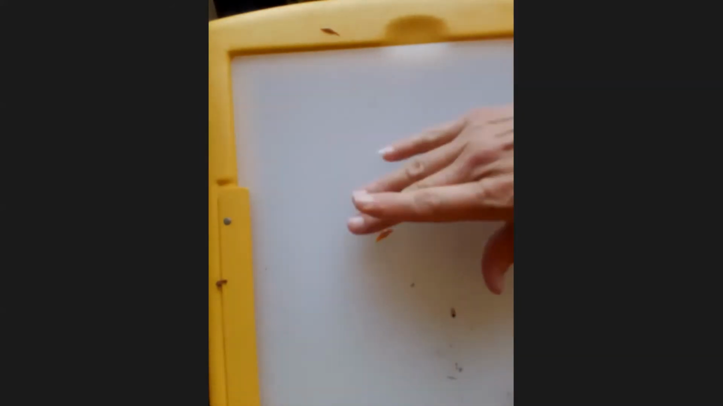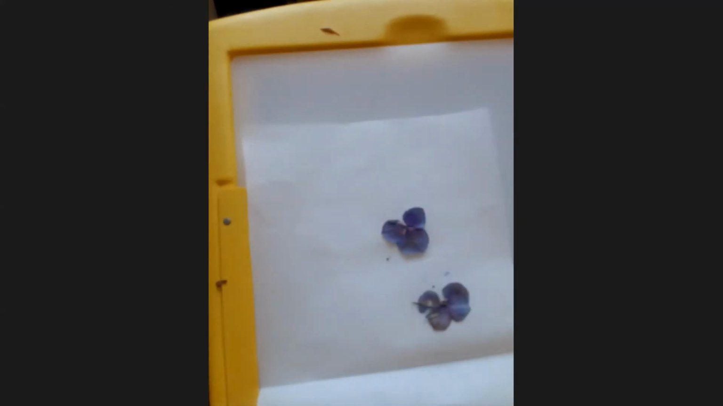Okay, something else that's fun to do as a craft is ask your support partner if they happen to have any parchment paper. A lot of people use parchment paper for cooking and baking. It helps the cookies not stick to the cookie sheet. So this is the parchment paper, and I took 2 hydrangea flowers.